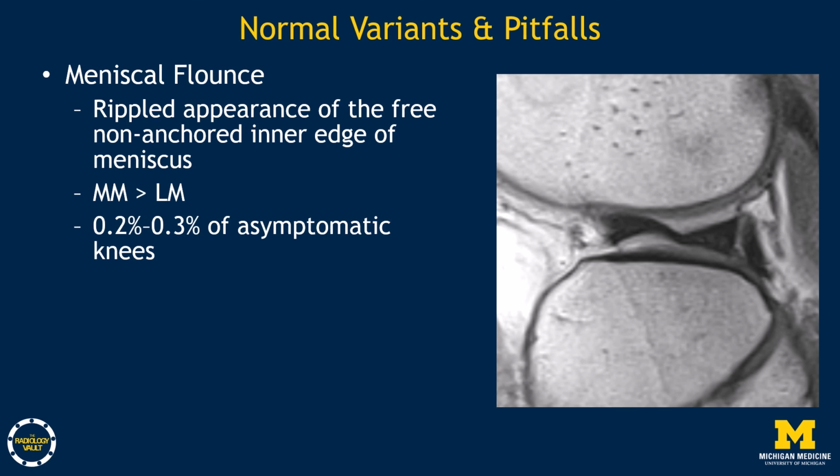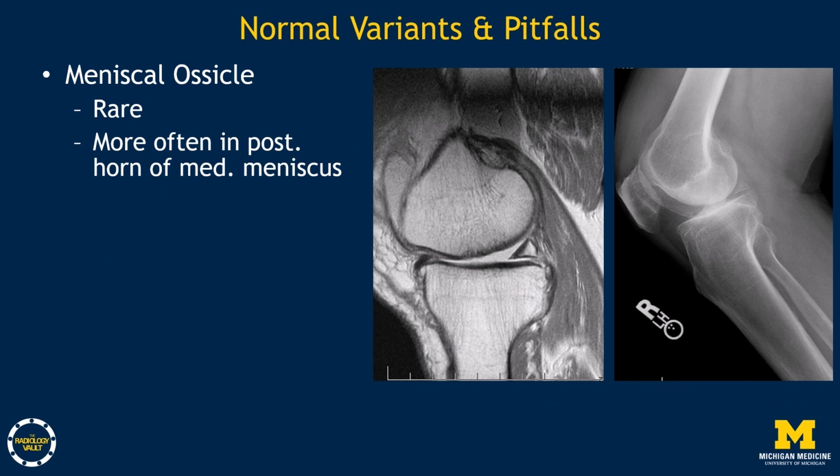Meniscal flounce is a reported appearance of the free, non-anchored edge of the meniscus, which is more common in the medial meniscus and seen in asymptomatic knees. A meniscal ossicle is a rare entity with the appearance of an ossified meniscus and is more often in the posterior horn of the medial meniscus. On radiographs, it can be mistaken for an intra-articular loose body.